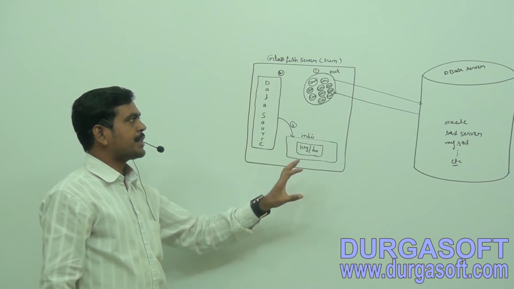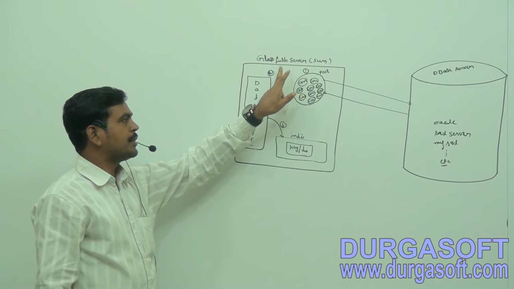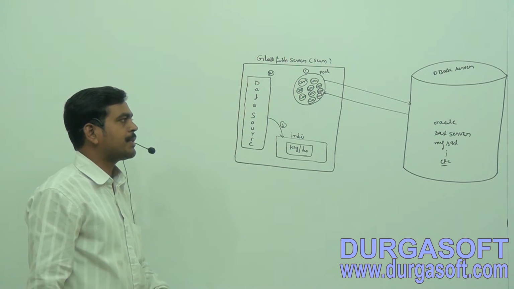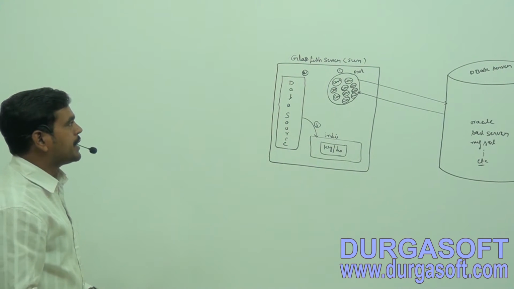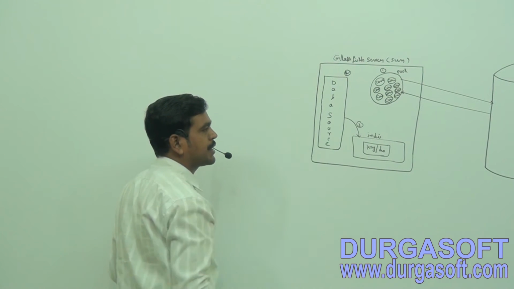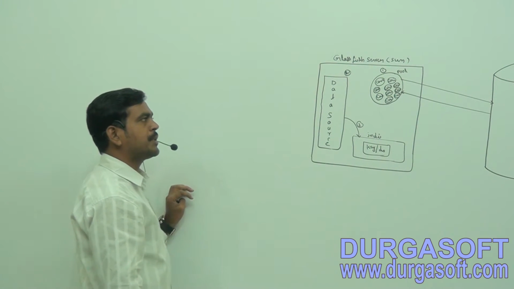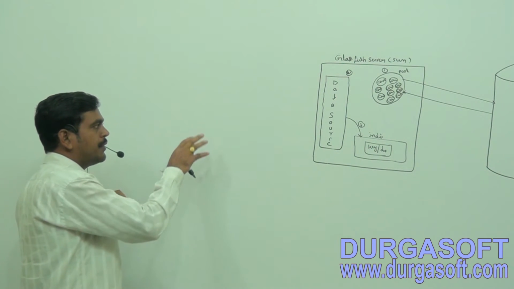These 3 steps are done by the administrator people. We are not responsible for steps number 1, 2, 3. As a Java programmer, your responsibility is to get this reusable connection object. Reusable connection object means this GlassFish server gives one connection object and we can utilize it.